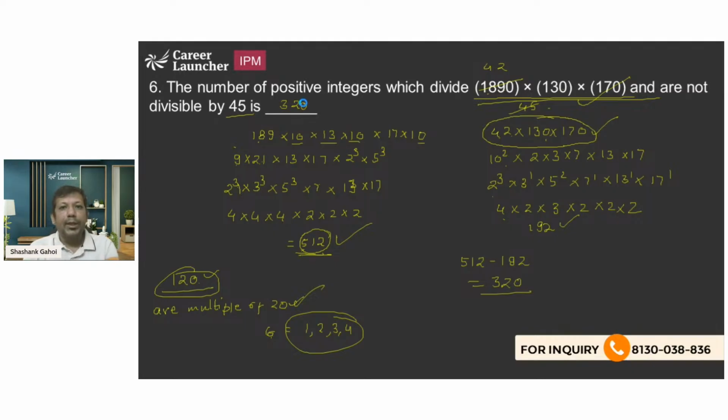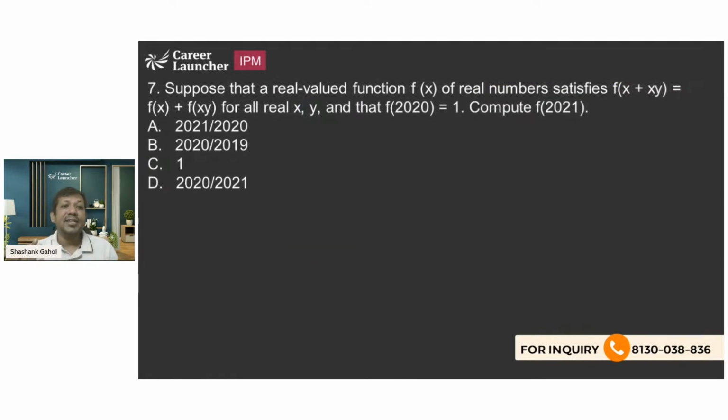Okay. Now let's move on to the next one. What does it say? Suppose that the real valued function f(x) of real number satisfies f(x plus xy) is equal to f(x) plus f(xy). Compute what is the value of this. Okay.